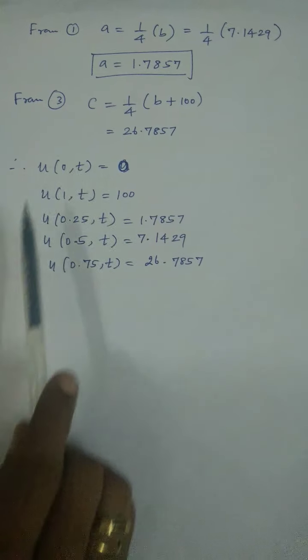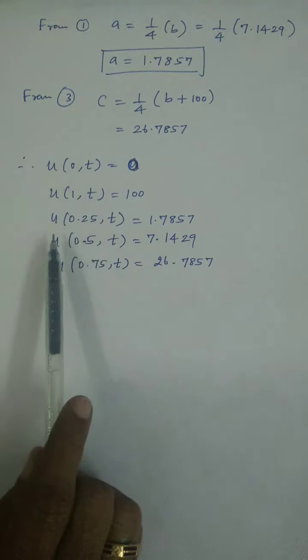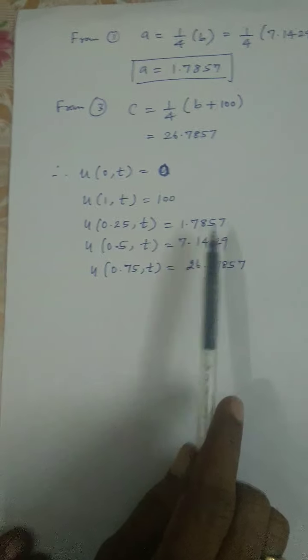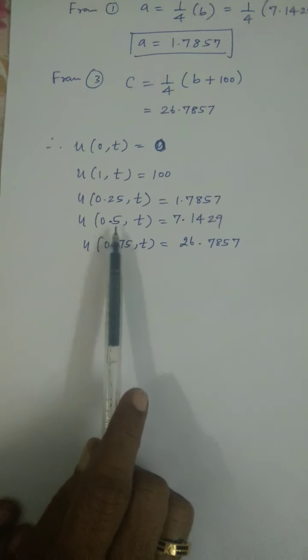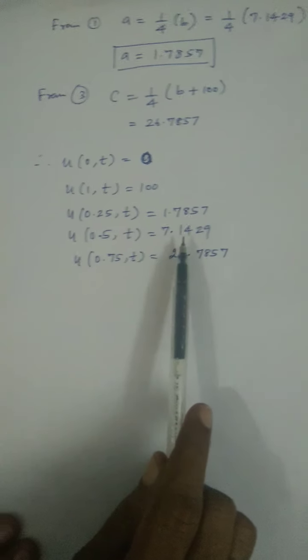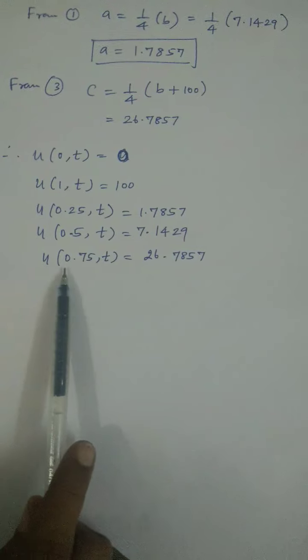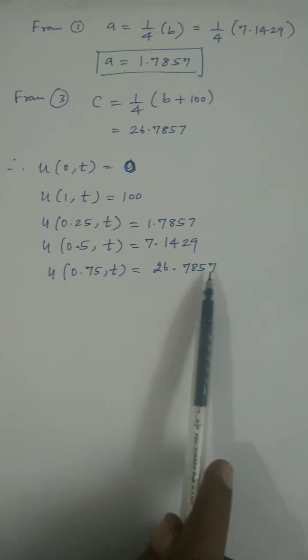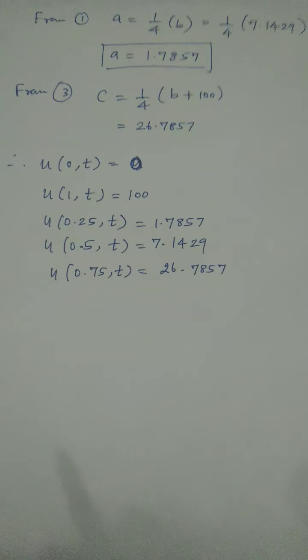So therefore the final answer, these two are given already in the problem: u(0.25,t) is 1.7857, u(0.5,t) equals 7.1429, and u(0.75,t) is 26.7857. Okay, that's the end of the problem.